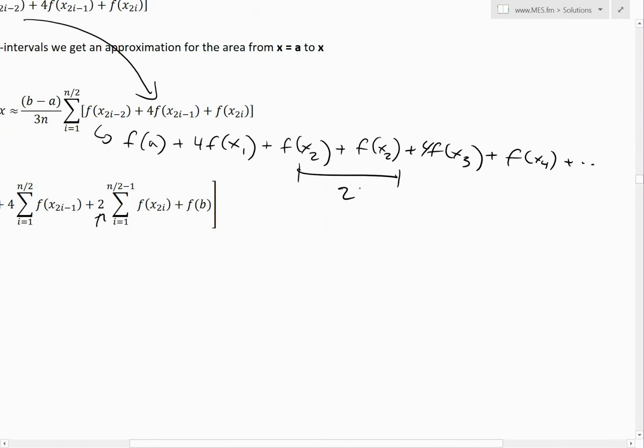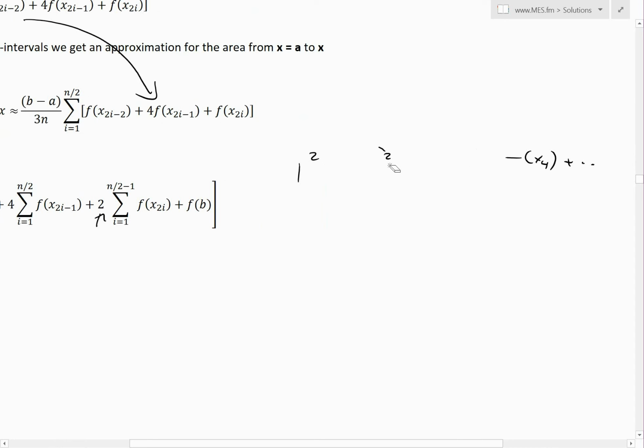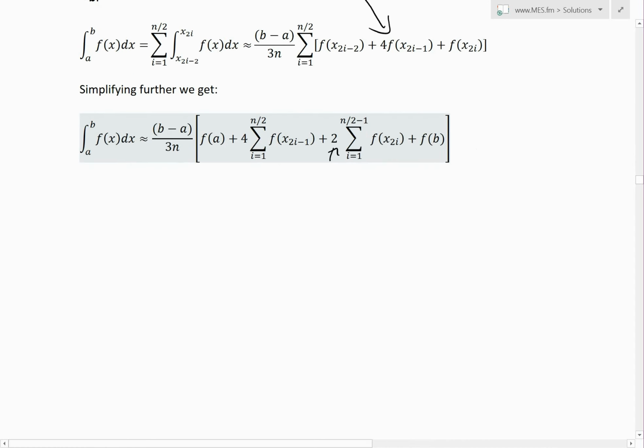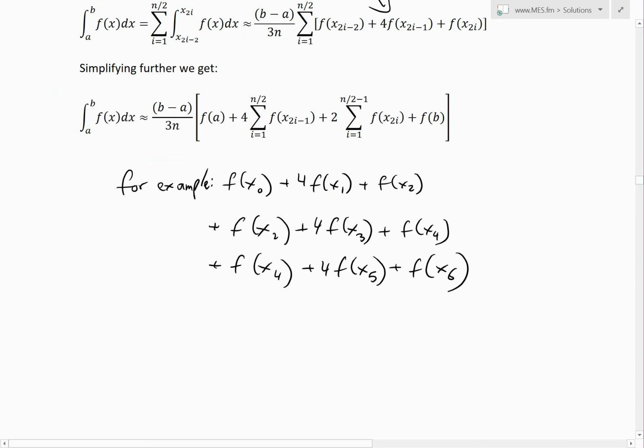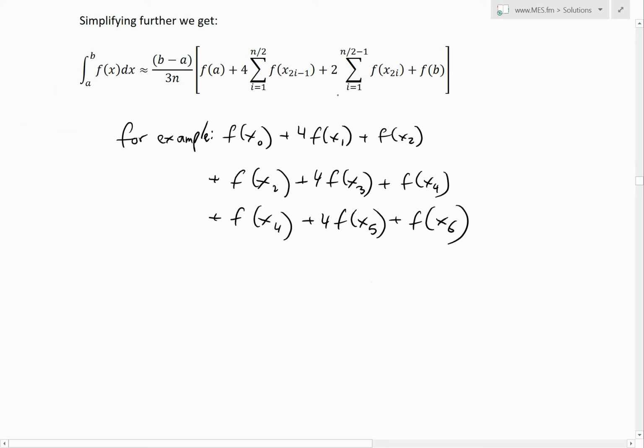Anyway, I'm going to remove these so it doesn't get too messy. Make sure to watch my Simpson's rule approximation proof and you'll see how this occurs. So we always have this 4, 2, and that's why we have this n over 2 minus 1 right here. I've put an example here for completeness, as I went over in my earlier video, to illustrate why there's this n over 2 minus 1.